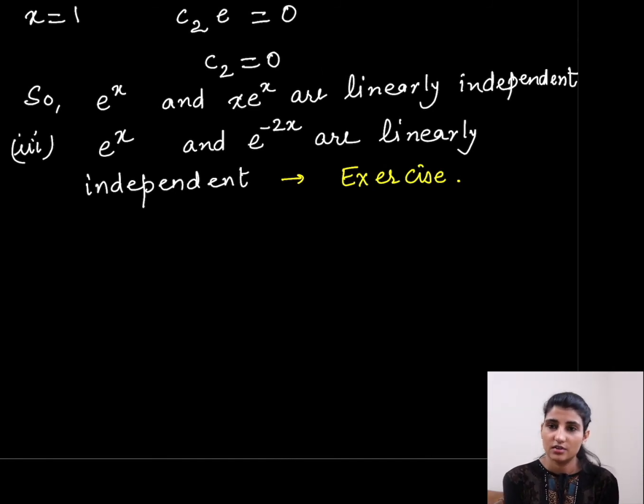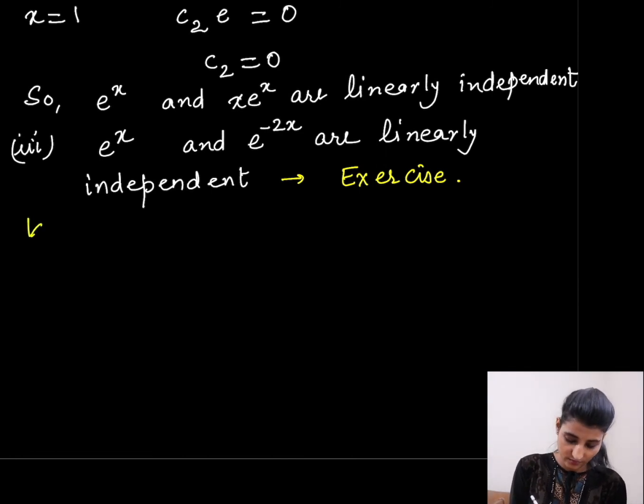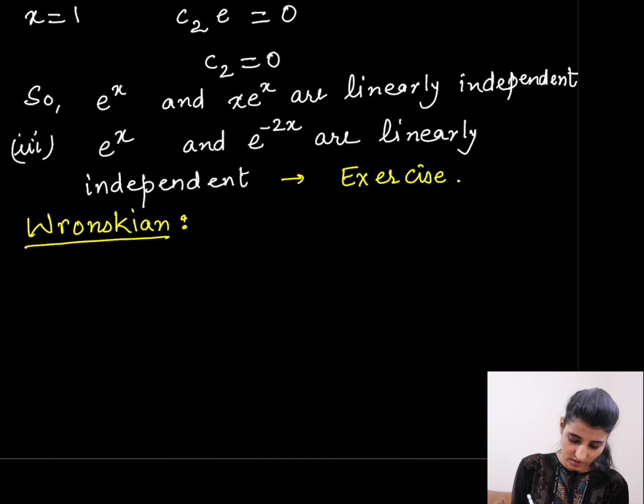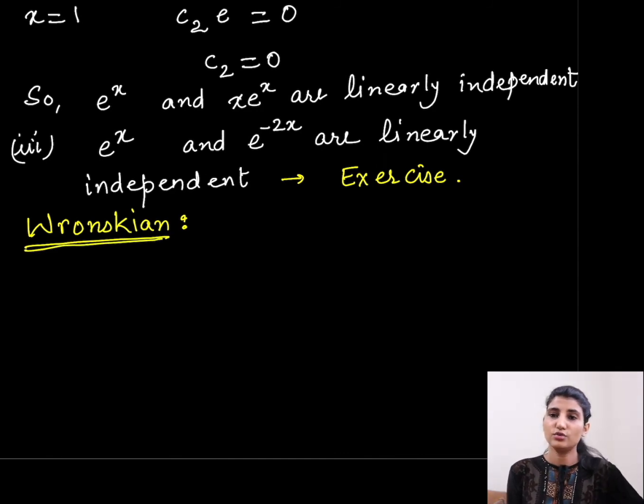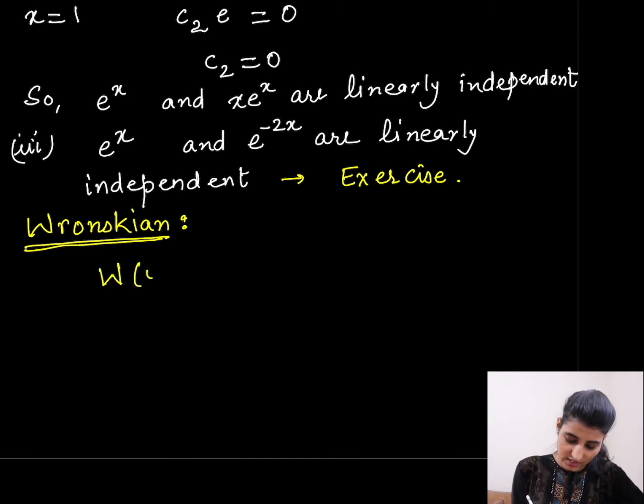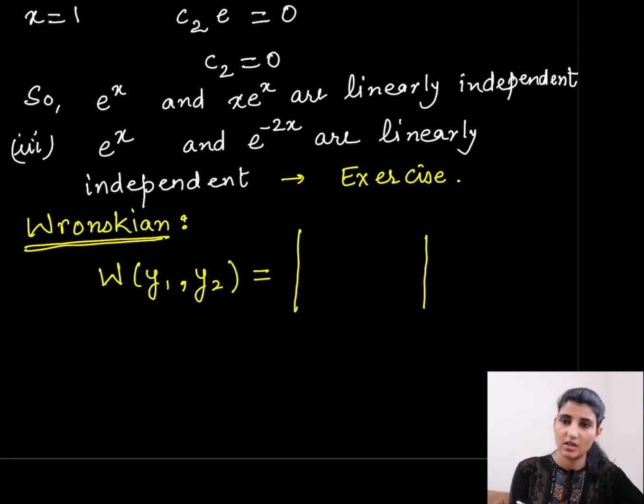Sometimes checking if two functions or a set of functions are linearly independent or not is difficult, but we are in ODEs, and in ODEs it's very easy to check using the Wronskian. So for that, let me define what is Wronskian. So we define the Wronskian of two functions, say y1 and y2, as the determinant of first row we keep y1, y2, in the second row we take the derivatives. First derivative of y1, first derivative of y2. This is the Wronskian.